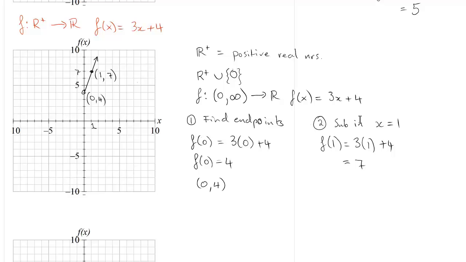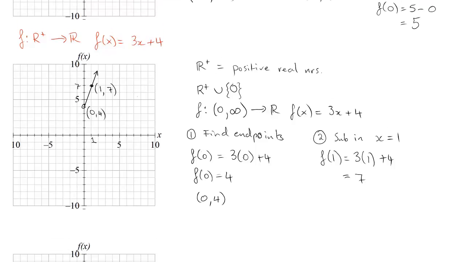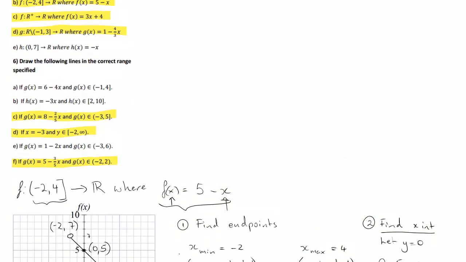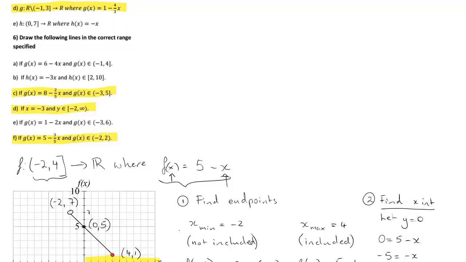So it's quite a tricky question because it was a little bit different to the steps we've taken before. There was no point in finding the x-intercept. Okay, let's have a look at the next one. So we've got G are excluding -1 to 3. Oh, this is one that I will not remember.